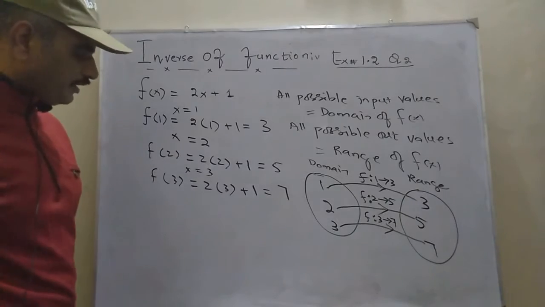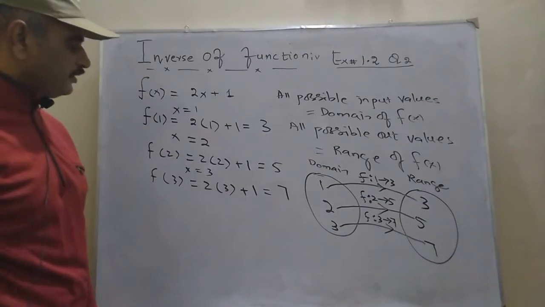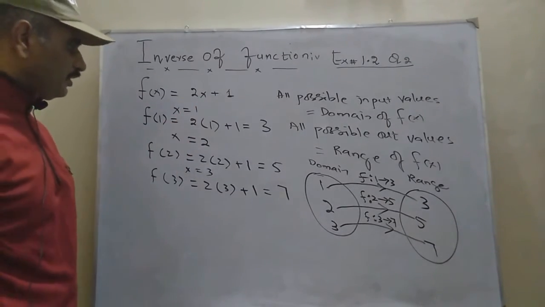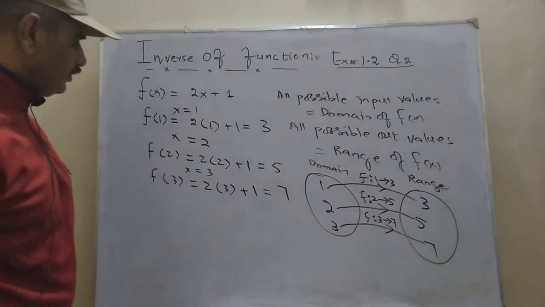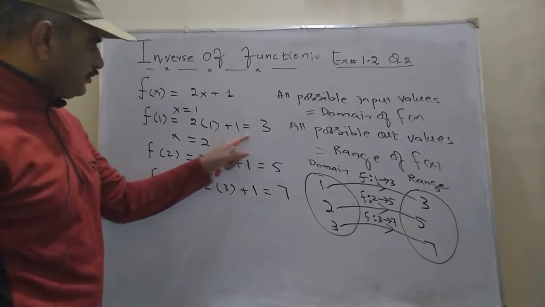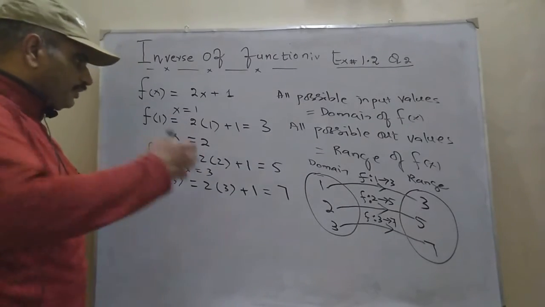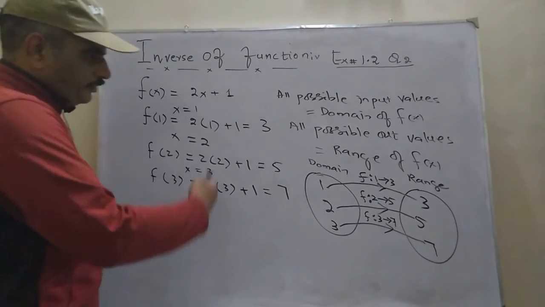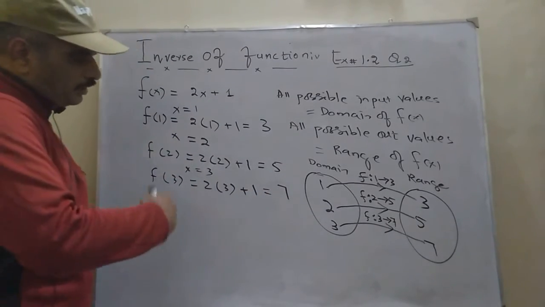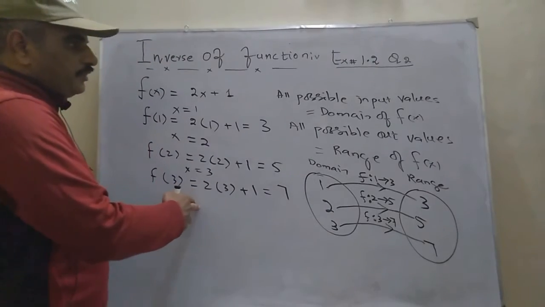You can see that here we have put different values of x. x is an independent variable, and as a result we get different values for the dependent variable, that is the range. For x = 1 we get 3, for x = 2 we get 5, and for x = 3 we get 7. In a similar way we can put any real number value.